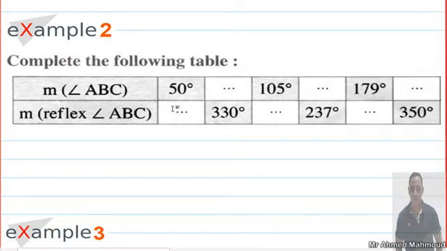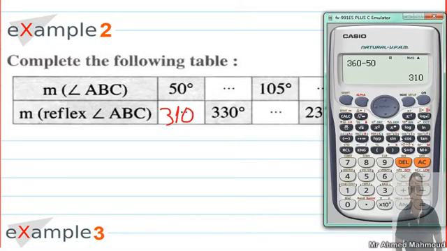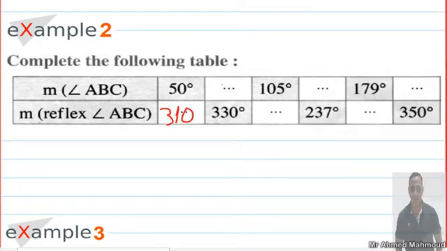Then here we are going to write 310 degrees. Okay, the next one. If we have the reflex angle equal 330 degrees and we need to find the angle, then we do what? We are going to write 360 minus 330, it's equal 30 degrees. Then the angle here equals 30 degrees.